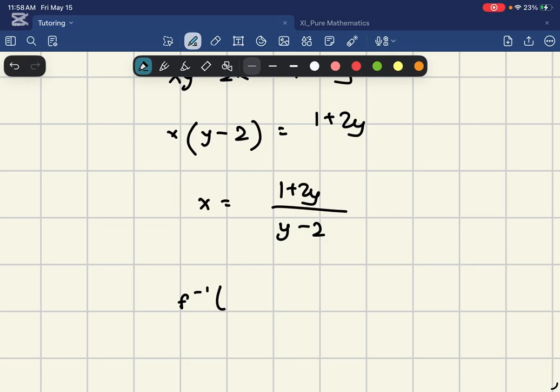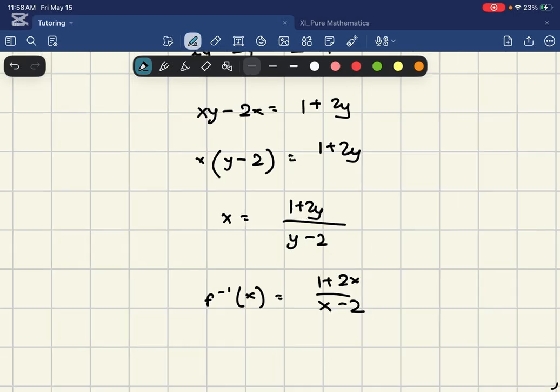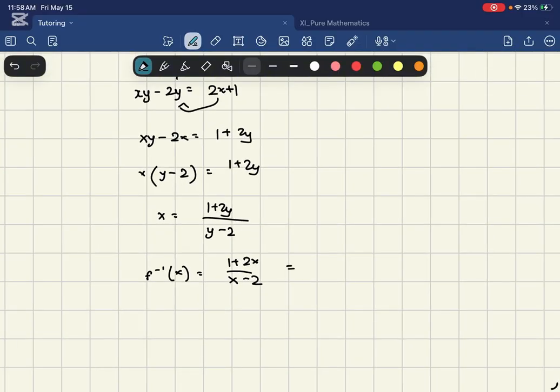So therefore, f inverse of x is going to be 1 plus 2x over x minus 2. And this is exactly equal to 2x plus 1 divided by x minus 2, right? Because 1 plus 2x is 2x plus 1. So therefore, this is self-inverse.